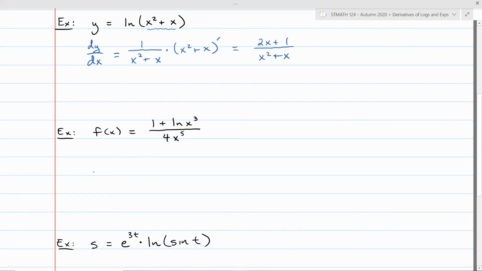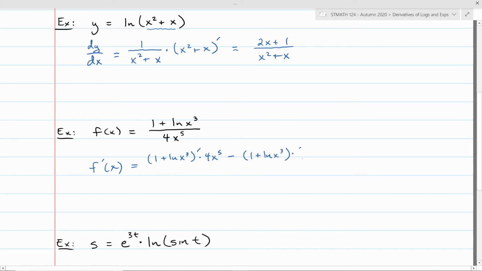In the next example, I'd like to compute f prime of x. Well, when I look at that, I see it's a fraction, so I probably should use the quotient rule, right? So I think that's what I'll do. And if I do the quotient rule, you take the derivative of the numerator, and you multiply times the denominator left alone. Then you do minus. Then you leave the numerator alone, and you multiply times the derivative of the denominator. And that all goes over the denominator squared, which would be 16x to the 10th.